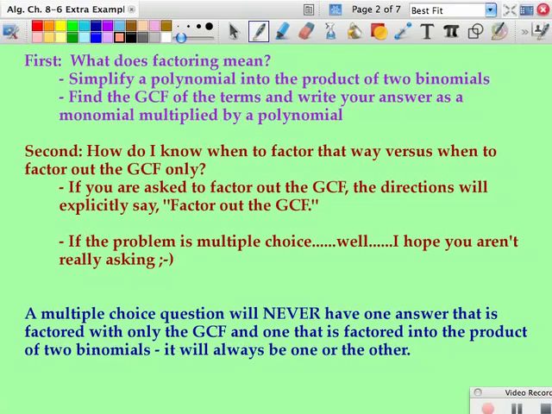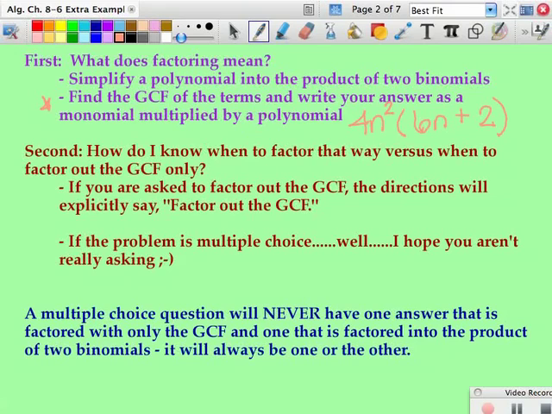First thing, what does factoring mean? Well, first of all, simplify a polynomial into the product of two binomials. So remember, two terms being multiplied. Next, it could also mean to find the GCF and take that out. So remember when we would have something like this, and then we would have those two left on the inside. This is not factoring in this term, it's factoring in this way where you have the GCF.